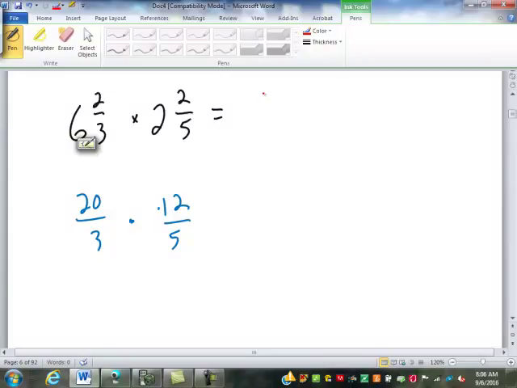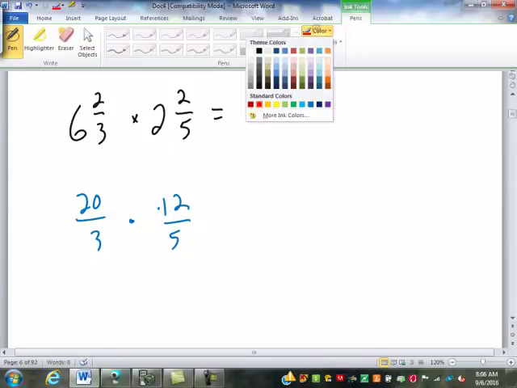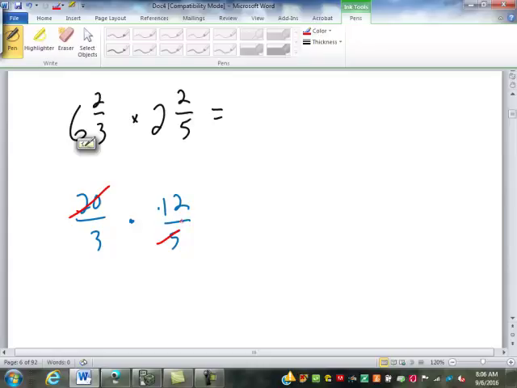You can cross cancel there. 20 and 5 will give us 1 and 4. 3 and 12 will give us 1 and 4. 4 times 4 is 16. Over 1 is just 16. That one worked out kind of convenient, didn't it?